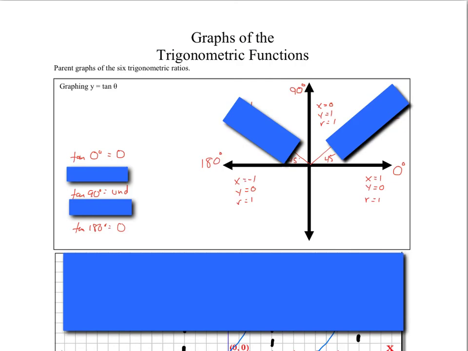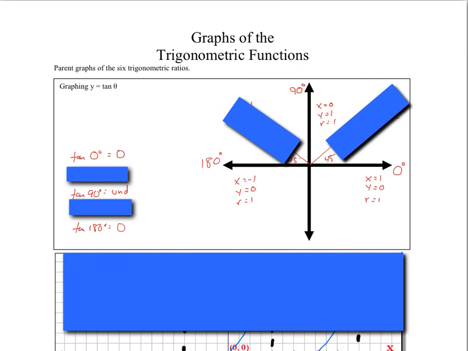When we get to tangent, things are a little bit different than they were for sine and cosine. And hopefully once you see this whole thing, you'll understand why. If we just do these quadrantal angles for tangent, we're going to end up with tangent of 0 is 0, tangent of 90 is undefined, tangent of 180 is 0, tangent of 360 is undefined. It doesn't tell us what the graph looks like. It doesn't give us enough information.